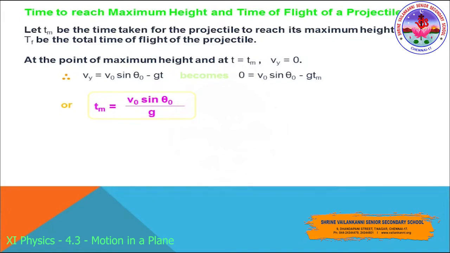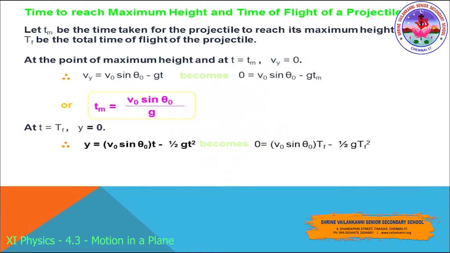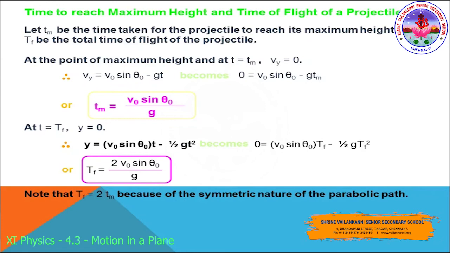From this we can find the time of flight. The time of flight is the time taken by the projectile from the instant it is projected till it reaches a point on the horizontal plane of projection. So the net vertical displacement covered during the time of flight is 0, right?